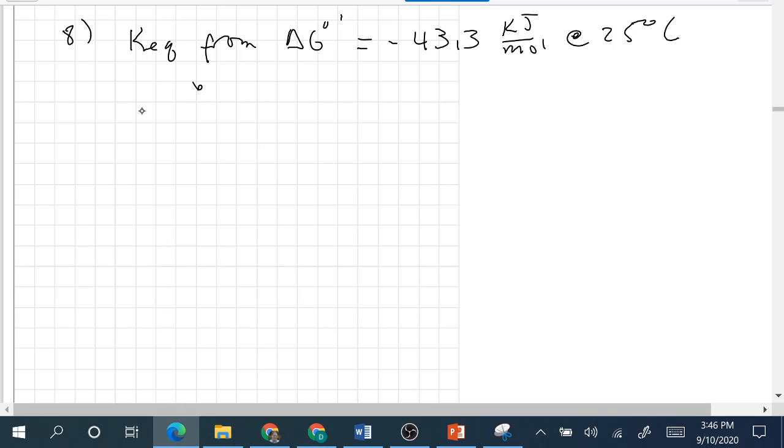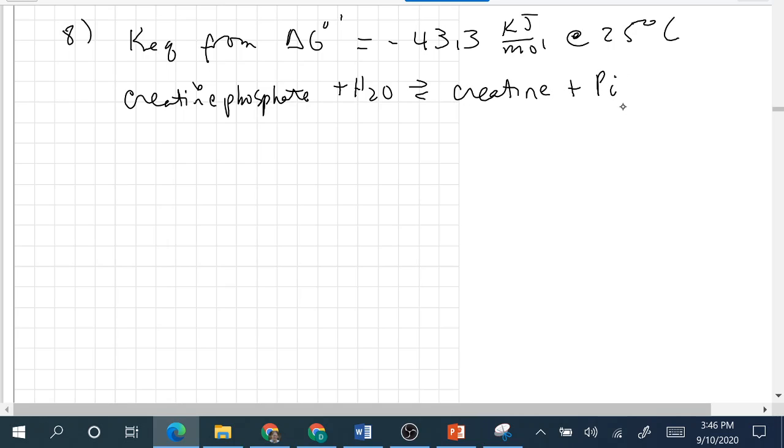So we could write that reaction down. Creatine phosphate plus water yields creatine plus inorganic phosphate, and again that delta G naught prime is negative 43.3 kilojoules per mole. Alright, so we can write a KEQ for this reaction. That's what we're asked to do.